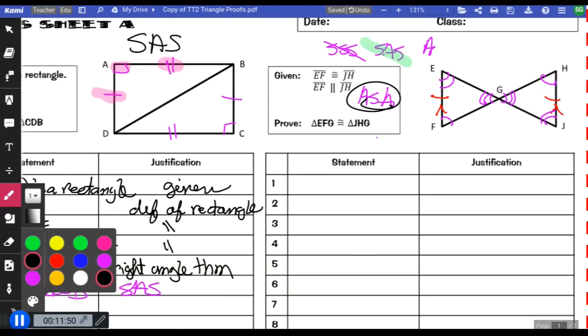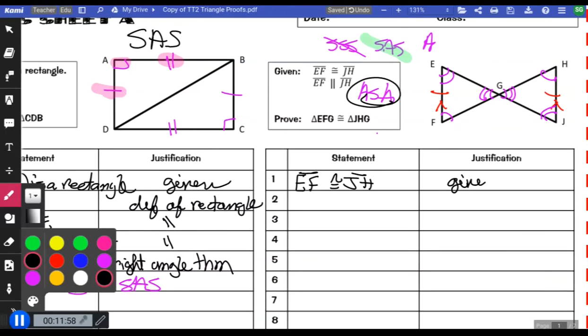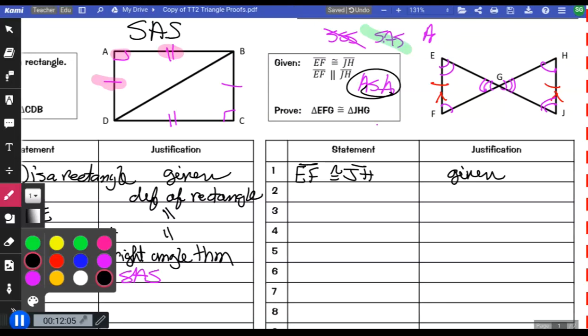Actually, I'm going to give you all the justifications and see if you can fill in the reasons before I do. Okay, go ahead and pause it now and fill in the statements.